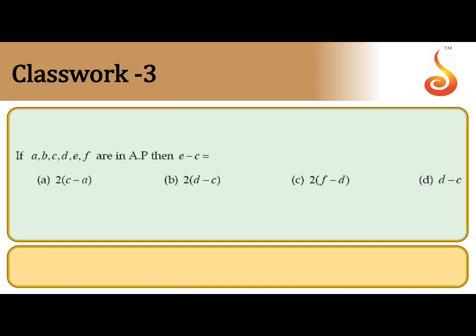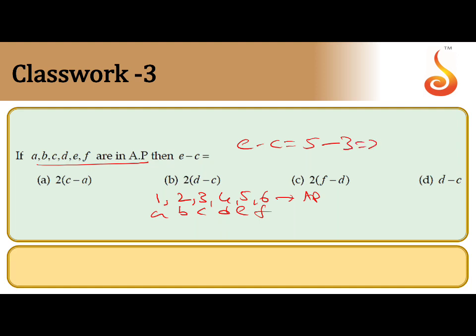Next, a, b, c, d, e, f are in AP, then the value of e minus c, they are asking. In this case, we can take some values of a, b, c, d, e, f. Any AP can be taken. For example, I will take 1, 2, 3, 4, 5, 6. This forms an AP. This is for time saving. So I want to calculate the e minus c value. e is 5, minus 3, 2. So the value of e minus c you got is 2.